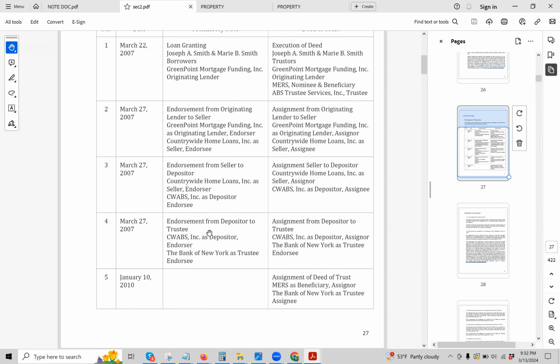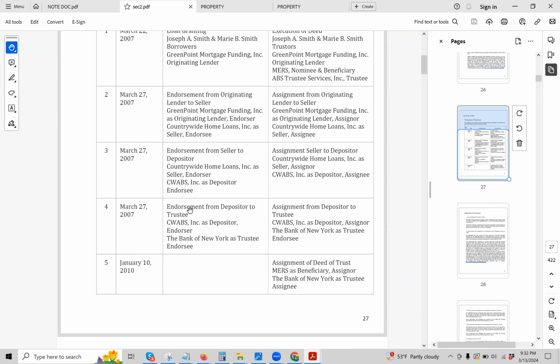I know it could sound technical, but just keep in mind, it's basically telling you that it's being sold, transferred, securitized into this trust. This is just the technical lingo that goes along with it. And here you see the endorsement from depositor to trustee.